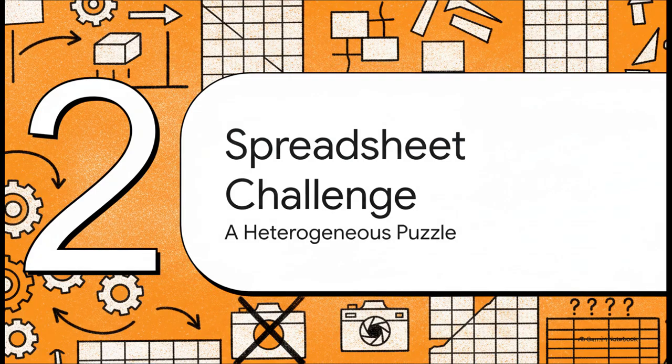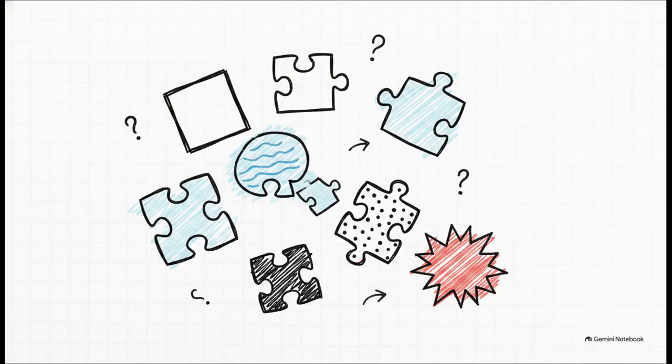Moving along to Section 2, the fake spreadsheet challenge, where we'll dissect the anatomy of a heterogeneous puzzle. We've all seen generative AI create these stunning, fake, photorealistic images. But why is generating a fake spreadsheet so much harder? Well, generating tabular data is literally like assembling a giant jigsaw puzzle, where if just one single piece is illogical, the entire picture is ruined.